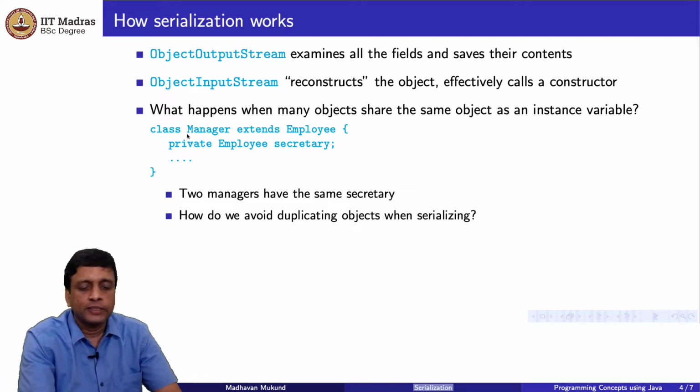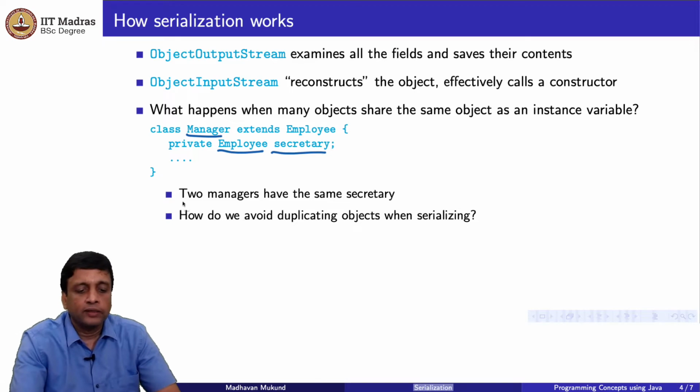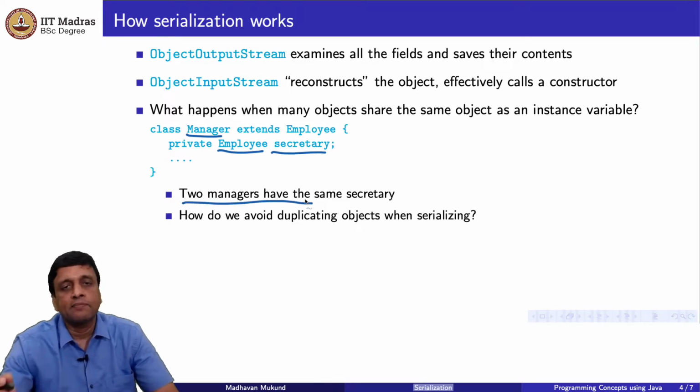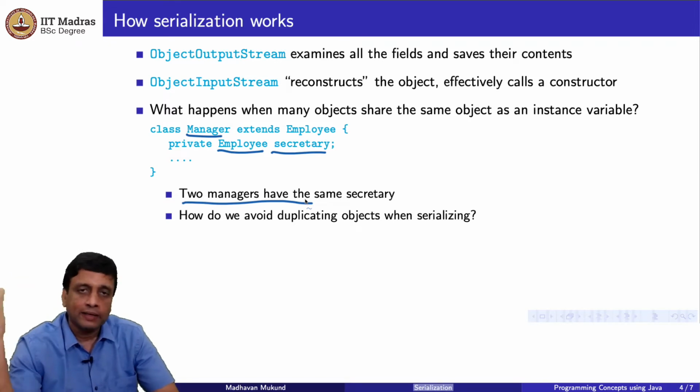For example, supposing the manager class associates with every manager object another employee object who is the secretary assigned to this manager. Now in an organization, it is very possible that two managers have the same secretary working for them. So if we now try to serialize a manager object, it will store a copy of the secretary object because that's a nested object inside the manager. But now the second manager who has the same secretary will store a duplicate copy of the secretary object.